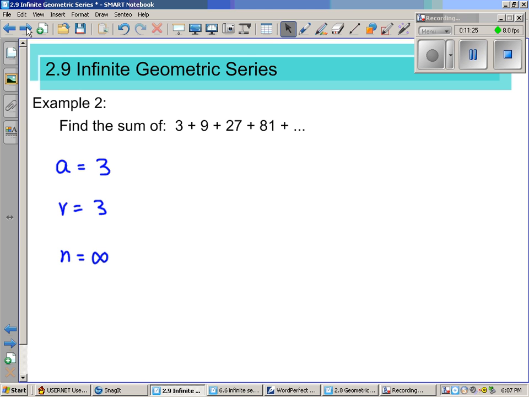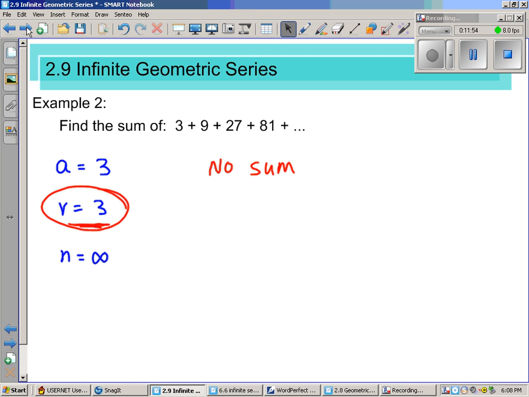The thing we need to look at is this r. Is this r bigger than 1? It is. The answer: no sum. Why? Because I can't add it up, because it keeps growing and growing and growing forever. I can never add it up. There's no ceiling to it. Bet you like that answer. Remember, it corresponds with our ratio being bigger than 1.